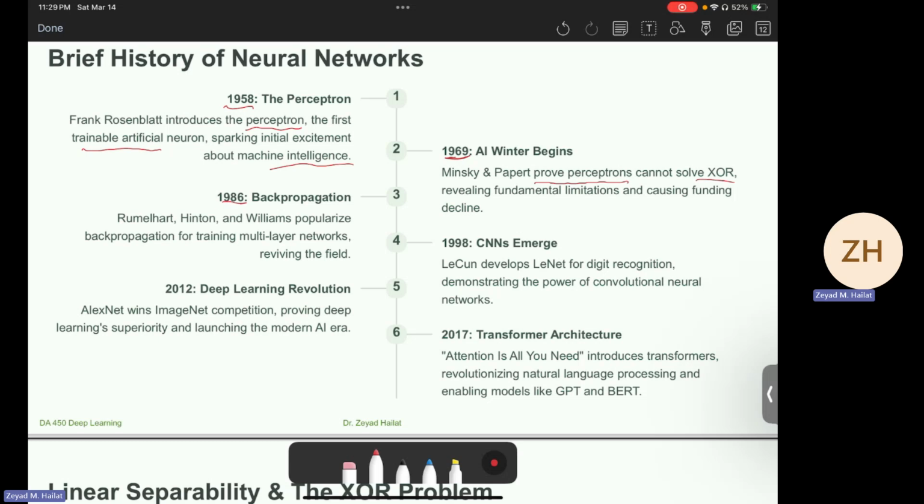Then in 1986, scientists came up with the idea of backpropagation, and remember that we talked about backpropagation a few minutes ago, and we will have a dedicated chapter about backpropagation. This backpropagation is being used for training multi-layer networks. So when we talk about a network with multiple layers or components, you need a method for this training, and backpropagation is one idea for training these multi-layer networks.